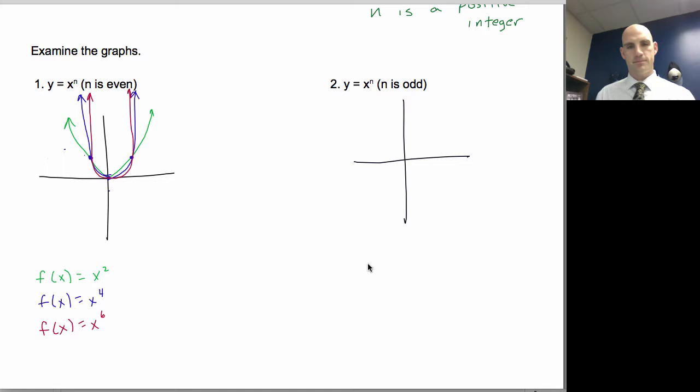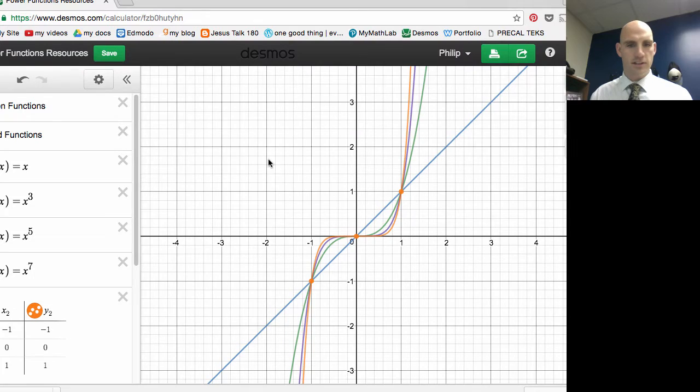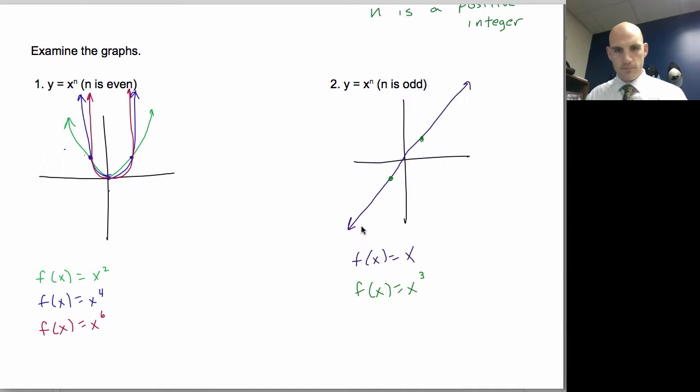So let's see if I can draw this. f of x equals x, that's going to go like this. And f of x equals x to the third. If I draw these points in here, see if I can sketch this. There we go.